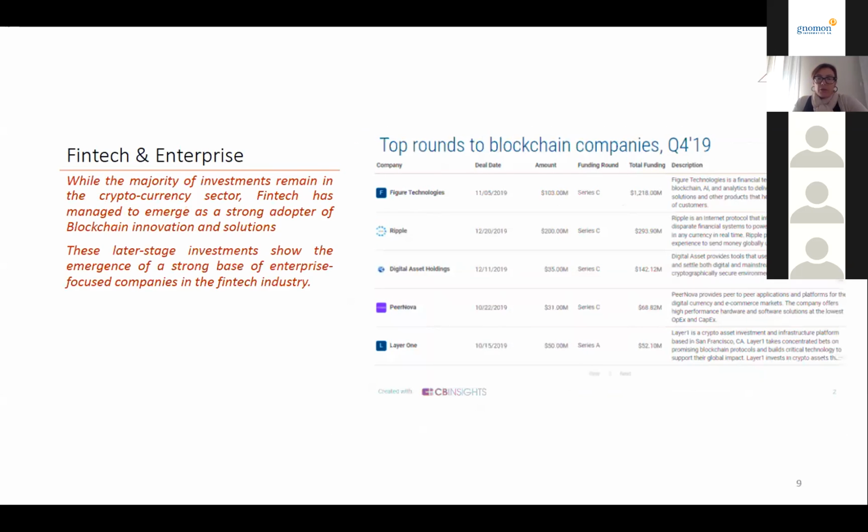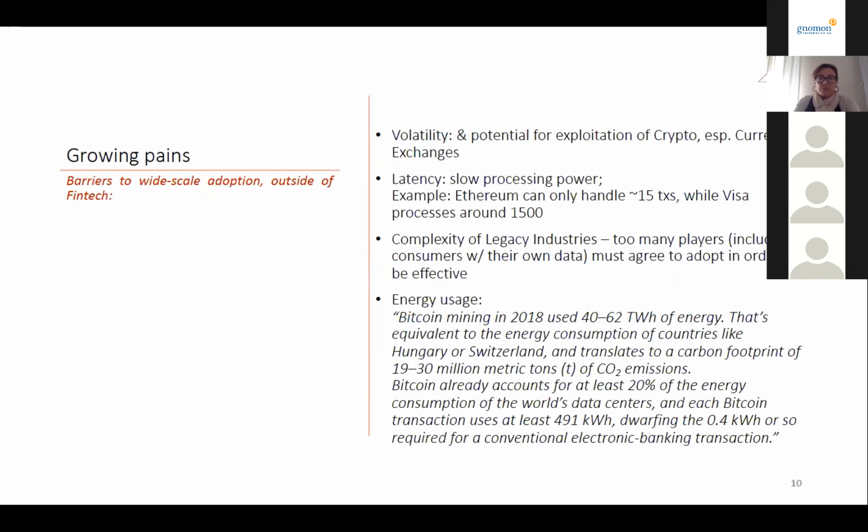Fintech and enterprise, I'm not going to go into this too much because fintech is a whole presentation on its own. But definitely within Europe, and overall, the top rounds in blockchain companies have gone to fintech companies. So that's really where blockchain has found its niche and sort of found its sweet spot for growth. And then it's a challenge now to see how it's going to move into other industries.